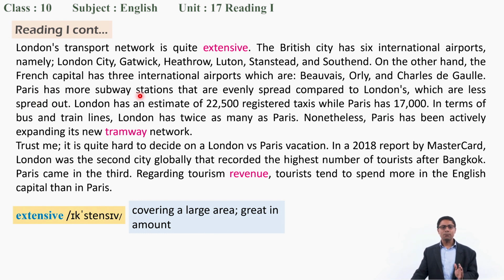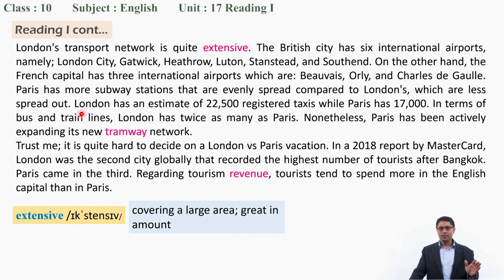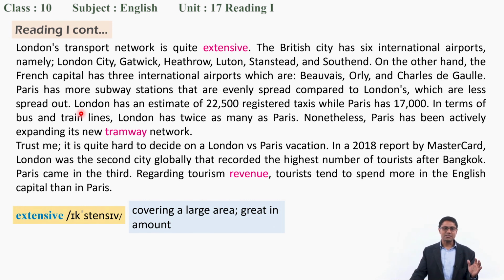Paris has more subway stations that are evenly spread compared to London's, which are less spread out. So subway stations means underground stations. So you see, in Paris you can enjoy underground railway transportation. So underground stations are there, and there are more subway stations in Paris compared to London's, which are less spread out in London.